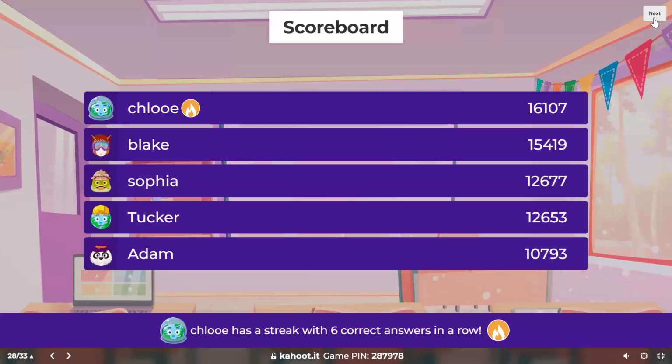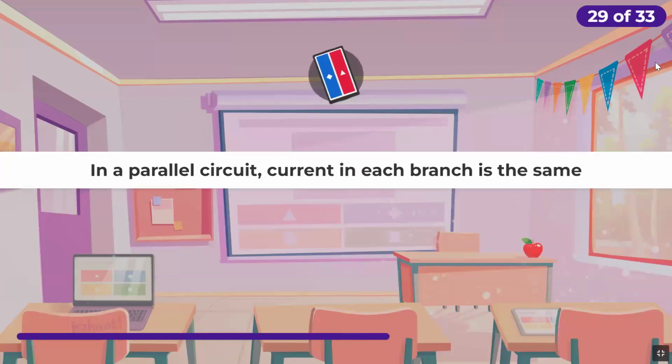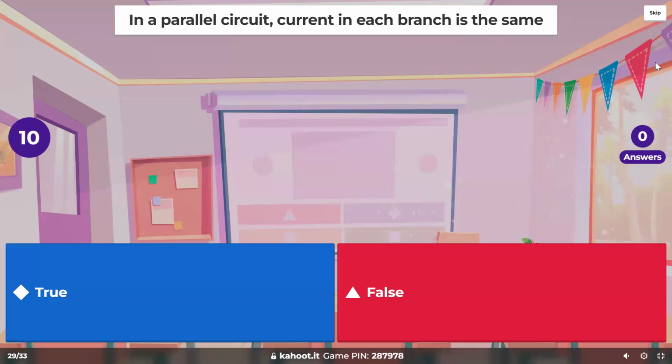Wahoo! Next question. Oh yeah. True or false? In a parallel circuit, current in each branch is the same.